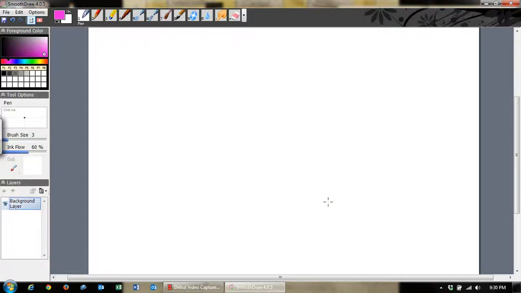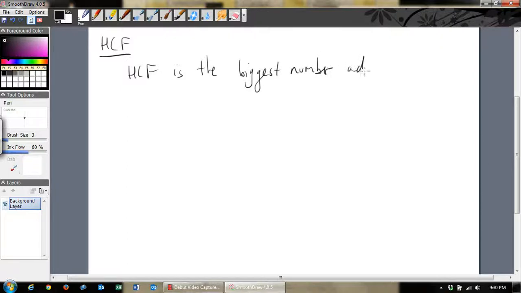Okay, so before we start trying to do proper factorizations, let's just remind ourselves what the highest common factor means. So the highest common factor is the biggest number and pronumerals that go into both, into all terms. It's the biggest number and pronumerals that go into all terms. Okay, so what we should just do is look at some examples.